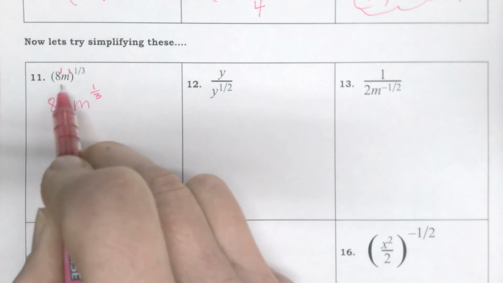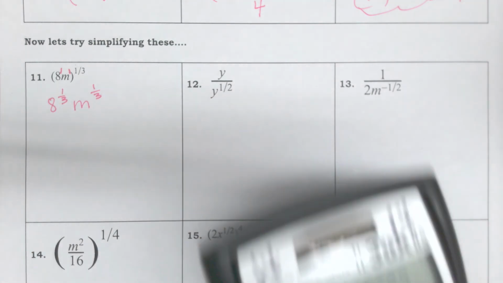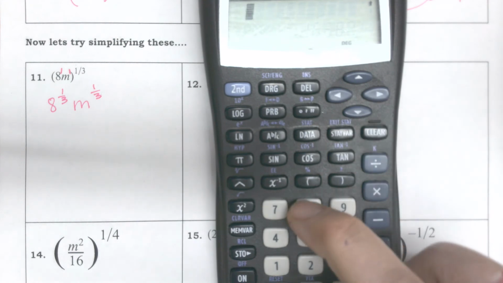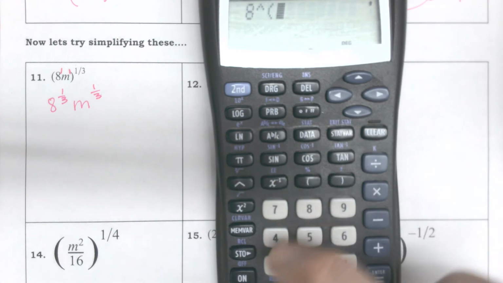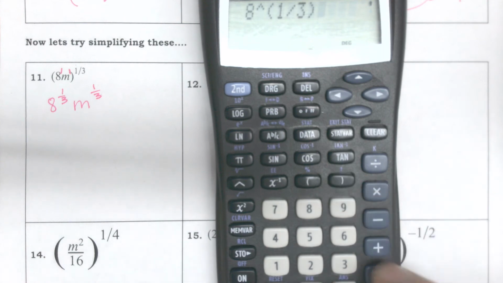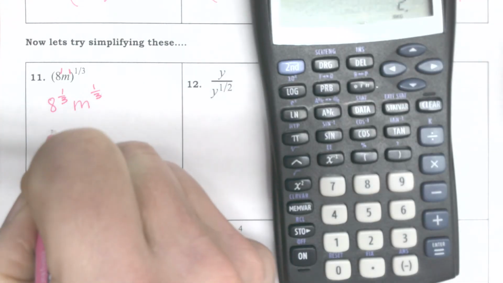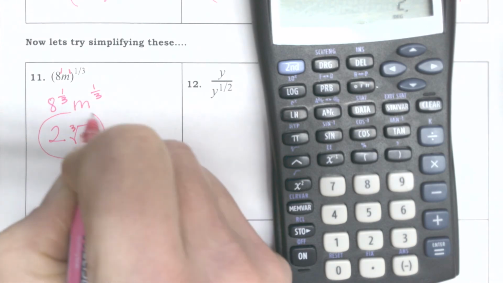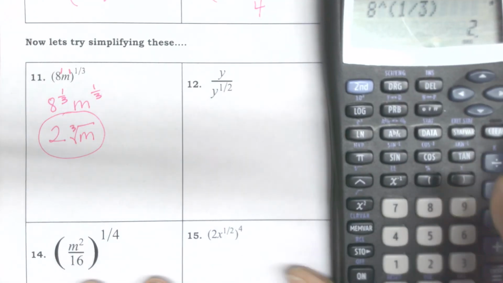Well, 8 to the 1/3 is a number. I can figure that out. I can either do that as the cube root, or I can raise 8 to the 1/3 power. Or maybe you know it off the top of your head. So that's 2 times the cube root of m. So the values I'm going to try and simplify.